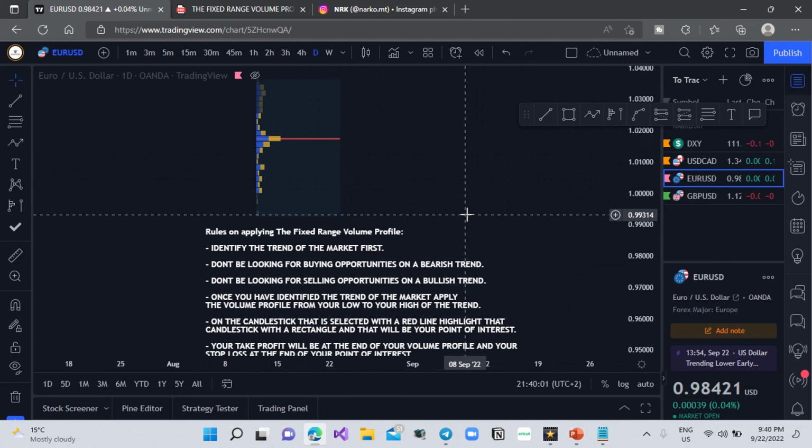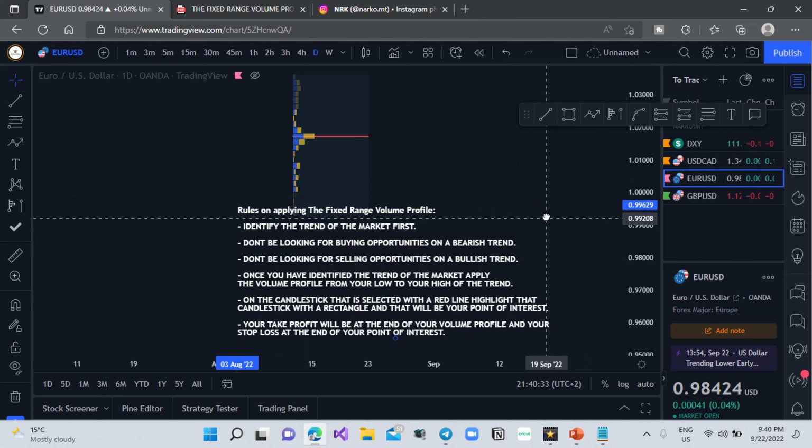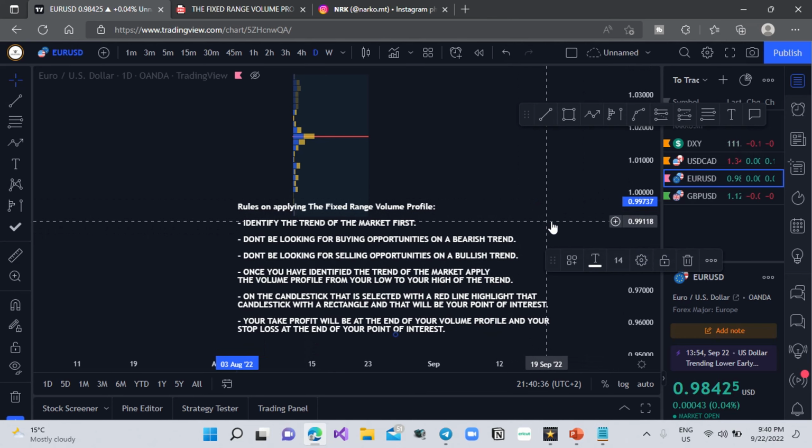Okay, another thing that is important, ladies and gentlemen, do not look for buying opportunities on a bearish trend, and do not look for selling opportunities on a bullish trend. So meaning that on a bullish trend, when you apply your volume profile, do not look for selling opportunities, and on a bearish trend, when you apply your volume profile, do not be looking for buying opportunities. Okay, that is it for the rules on applying the volume profile.